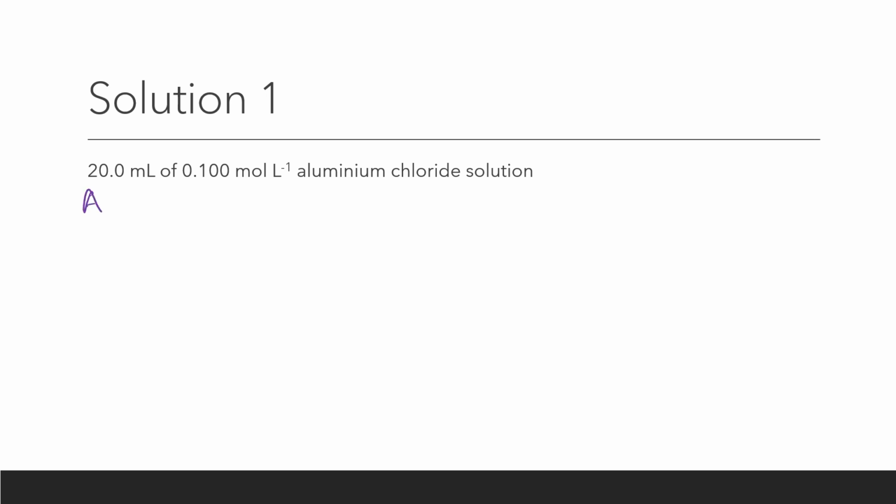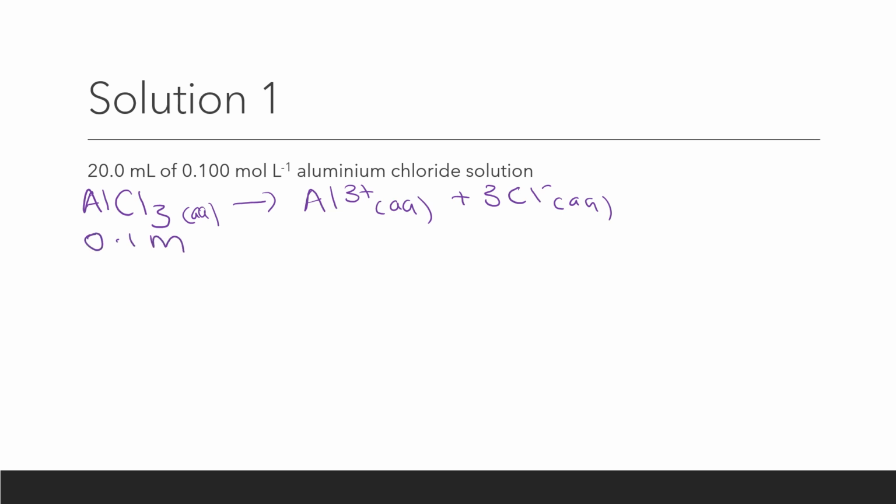So in solution 1, we've got 20 ml of 0.1 molar aluminium chloride solution. Now remember, aluminium chloride does not exist stuck together. It exists dissociated because it's an ionic compound that is fully soluble. So if the aluminium chloride solution is 0.1 molar, then the concentration of the aluminium ions will also be 0.1 molar because it's a 1-to-1 ratio. And the concentration of the chloride ions will be 0.3 molar because it's a 1:3 ratio.